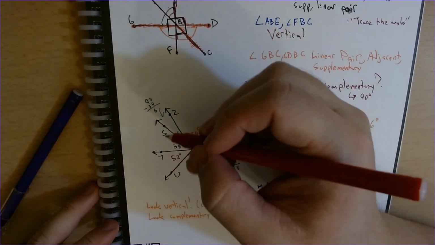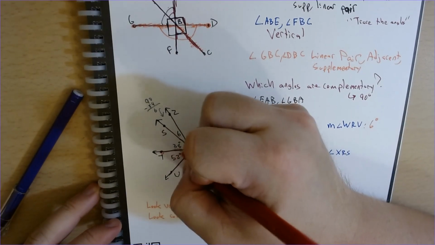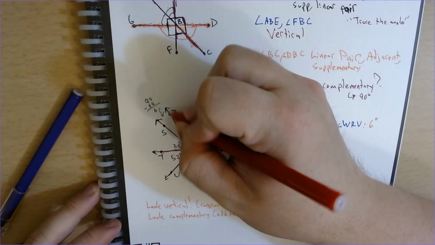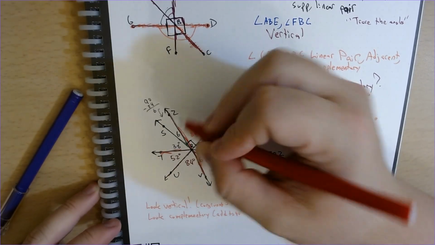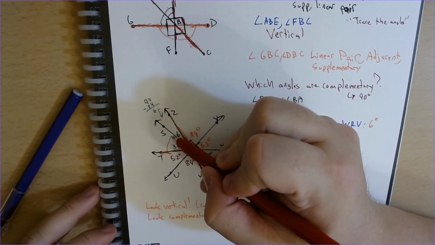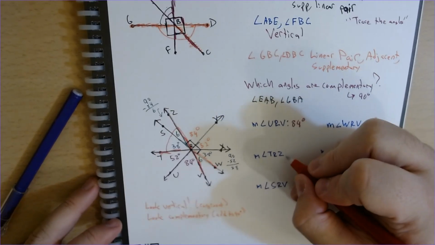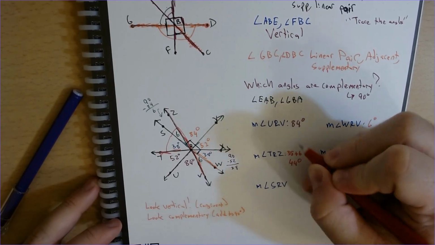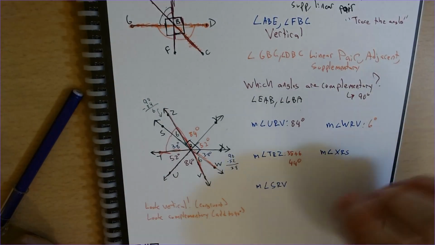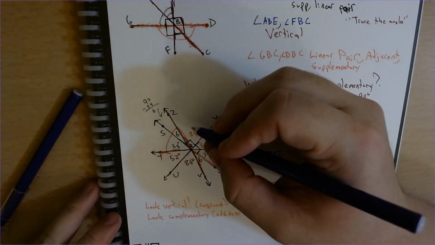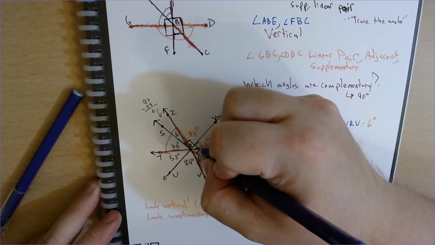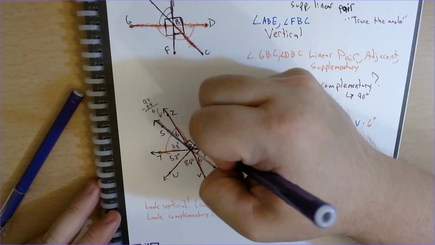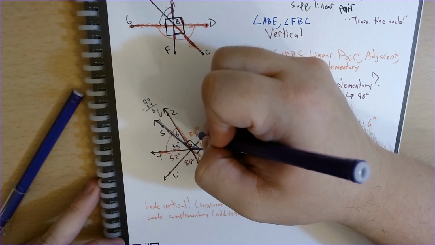Okay, TRZ. T to R to Z. Now, see here there's 38 degrees and 6 degrees. So all you're going to do is do 38 plus 6 and you can get 44 degrees. So when there's more than one angle, you just add them together. XRS, X to R to S. 52 plus 84 plus 6.